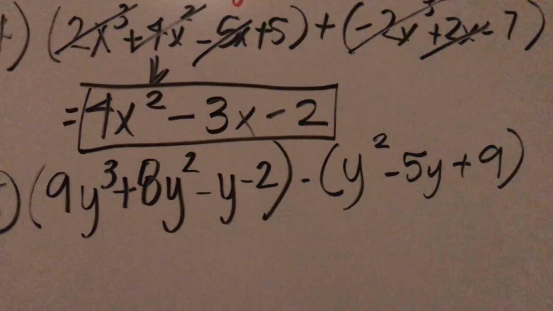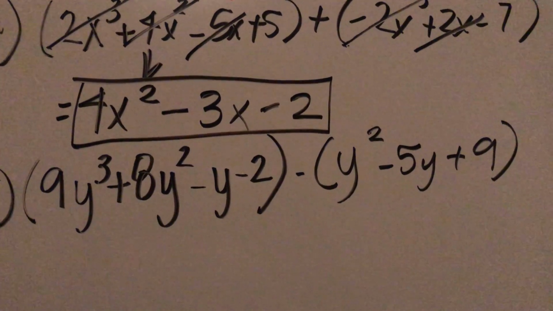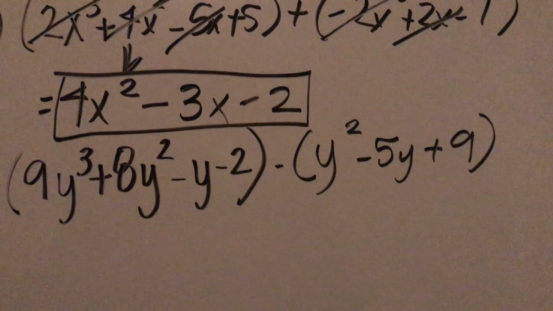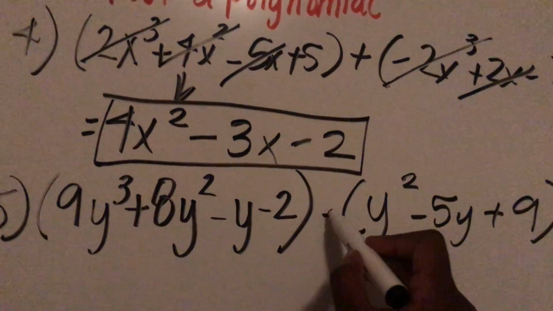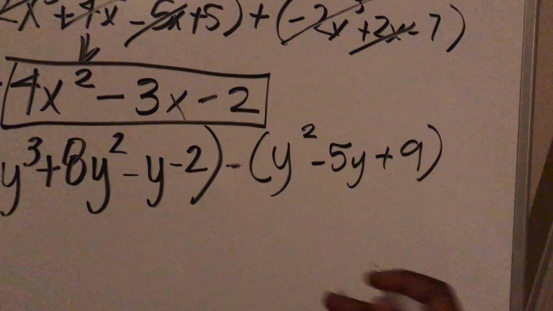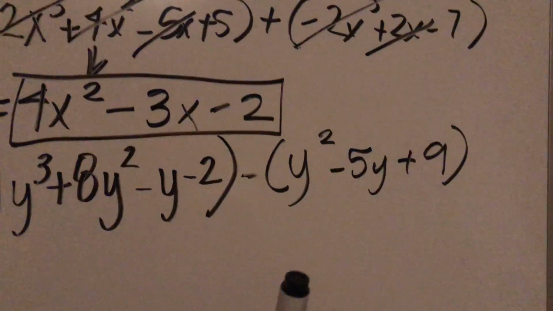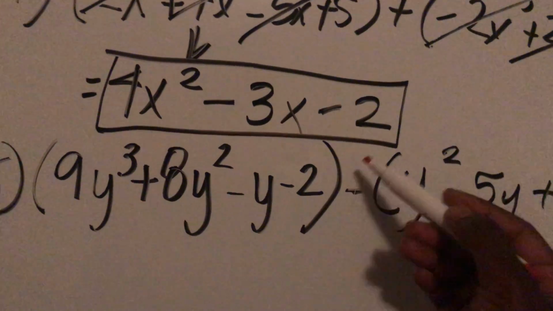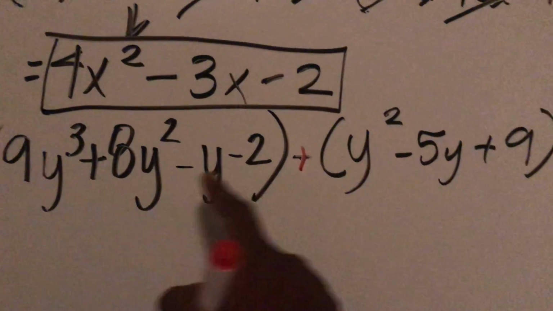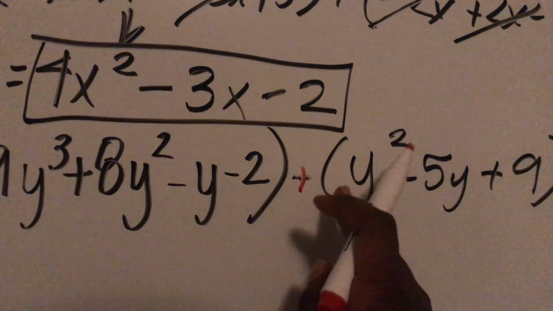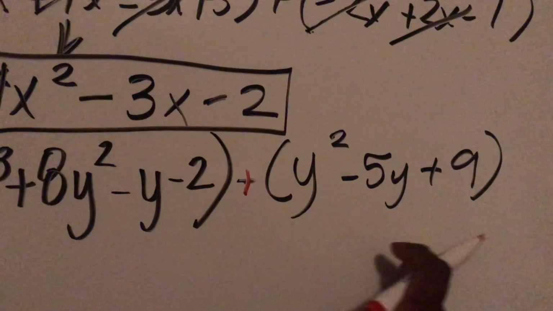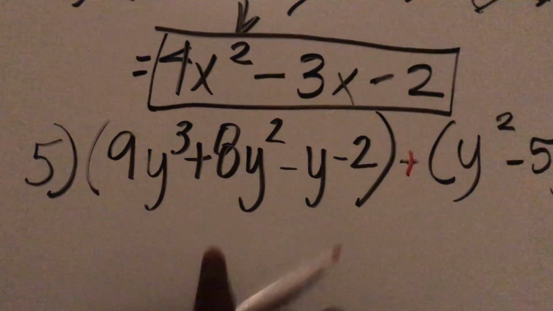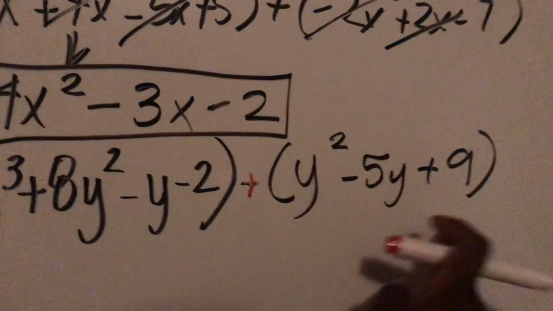Okay, so we have 9y cubed plus 8y squared minus y minus 2, minus y squared minus 5y plus 9. So basically what we're going to do is we're just going to change the signs, because you can't subtract polynomials. All right, so we're just going to change the signs. So this is going to become a positive, so that means you're going to end up adding anyway. But you can't forget, you got to change all the signs in your second parentheses. Never change the signs in your first parentheses. Always change the signs in your second one.